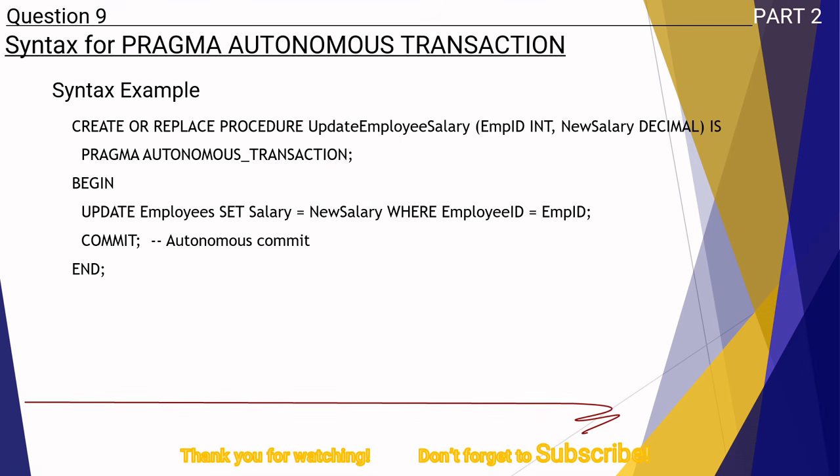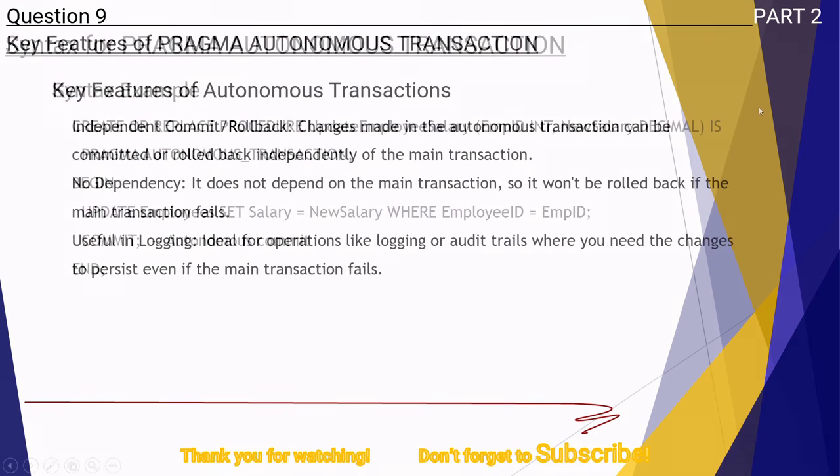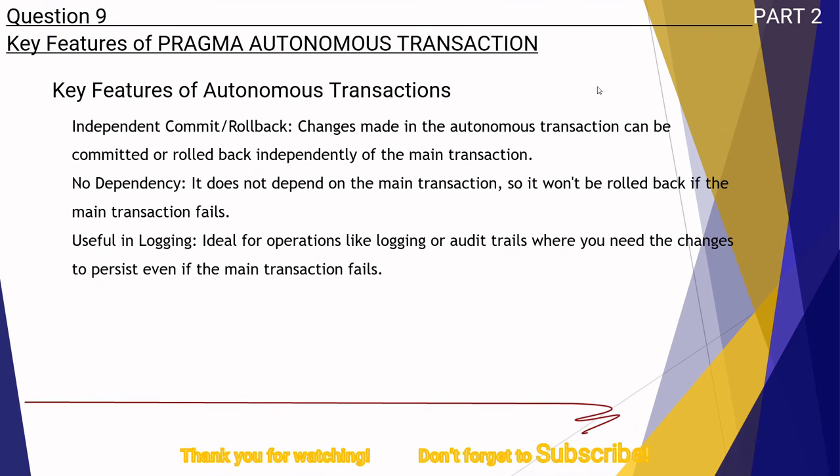Here is an example of how you can use Pragma autonomous transaction. In this procedure, we update the employee salary. The autonomous transaction allows the commit statement to work independently of any other ongoing transactions.